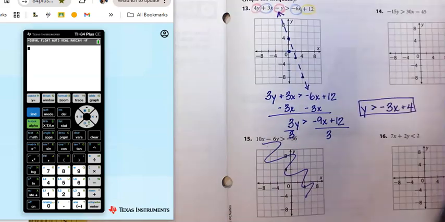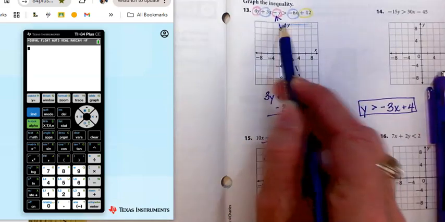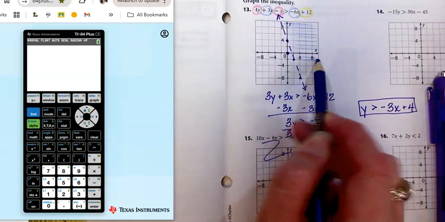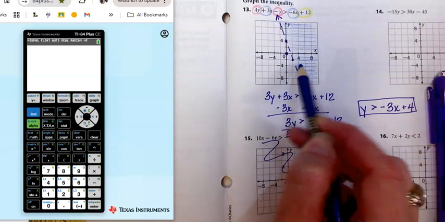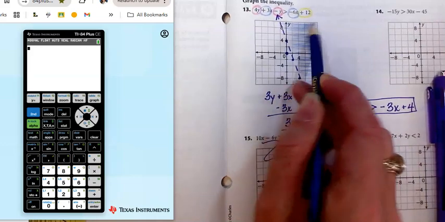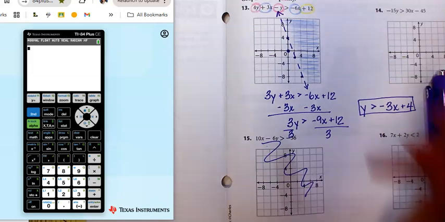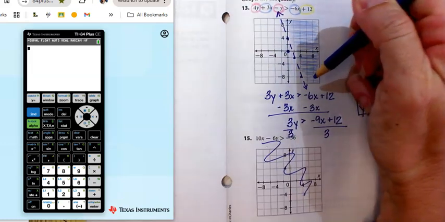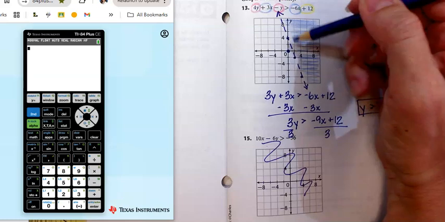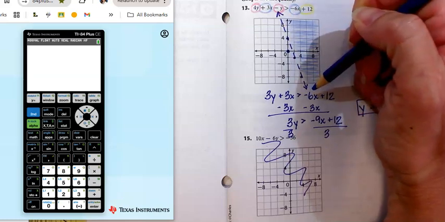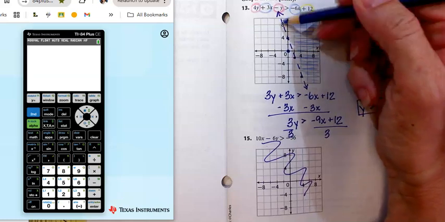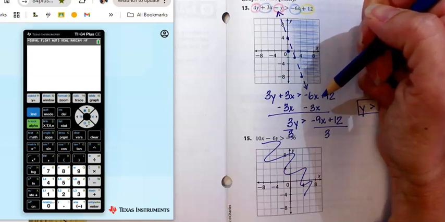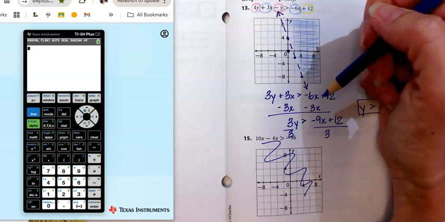So this point on this side of the line makes the statement false. So I'm going to shade on the other side over here. Any of these points on the shaded side will make that equation true. Will points on the dashed line make the equation true? No, because remember, the dashed line indicates that points on the line do not satisfy the equation. If it was a solid line, then yes, it does.